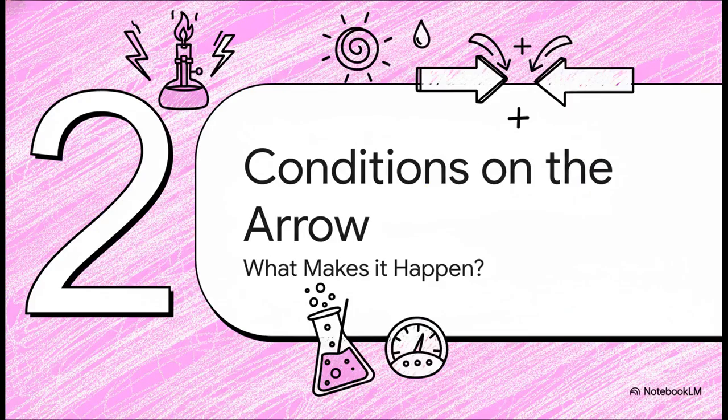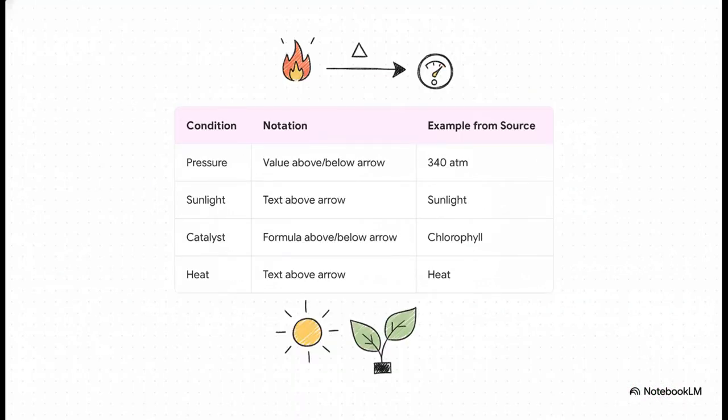All right, next, let's talk about the specific conditions that are sometimes needed for a reaction to happen. You see, just mixing the reactants together is often not enough. It's really neat how much information we can put right on the reaction arrow. If we need heat, we can just write the word heat, or use this little triangle symbol, which is the Greek letter delta. If a specific pressure is needed, like 340 atmospheres, we write that value. Some reactions need sunlight, and others need a catalyst. That's a substance that speeds up the reaction, like chlorophyll in plants. All of these important conditions are written right above or below the arrow.